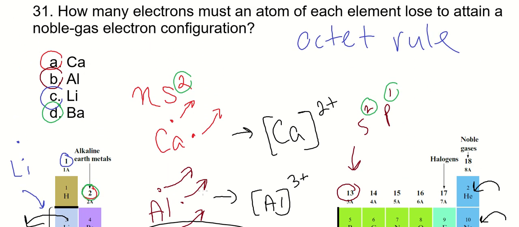So I'll just write the answers clearly over here. It's going to lose 2, 3, 1, 2.